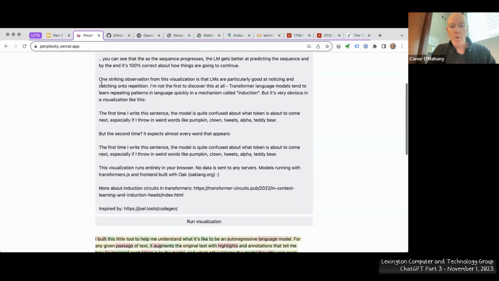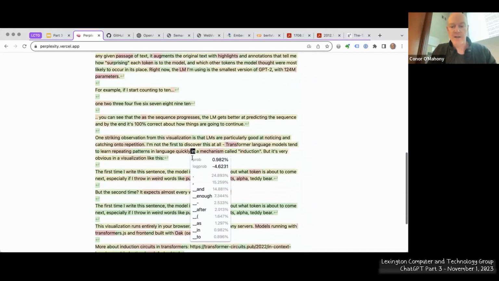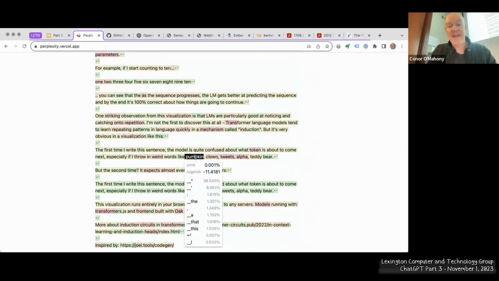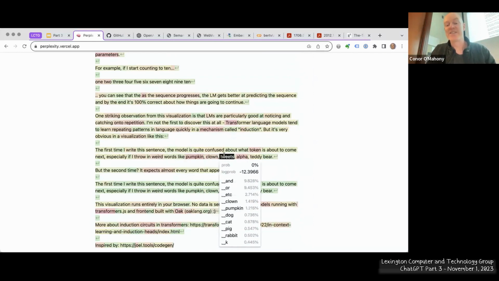But one thing he mentions here is one striking observation from this visualization is that these models are particularly good at noticing and catching onto repetition. And so he comes up with a sentence with some words that are really unexpected. The first time I write the sentence, the model is quite confused about what token is about to come next, especially if I throw weird words like pumpkin, clown, tweets, alpha, teddy bear. And so you can see that down here. It is like, yeah, pumpkin, it wasn't one I was considering. I wasn't considering clown. I wasn't considering tweets.